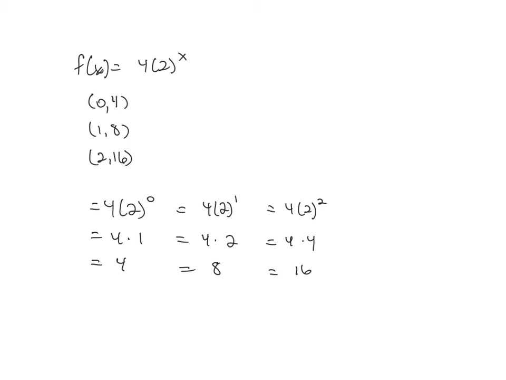So we don't really want to pick anything other than 0, 1, and 2. Because if you pick 3, then you're doing it to the third power, and the numbers get really big. So as it is, 16 is pretty big. All right, so if we go to graph it, we'd have 0, 4, and we'd have 1, 8, and we'd have 2, and then 16.